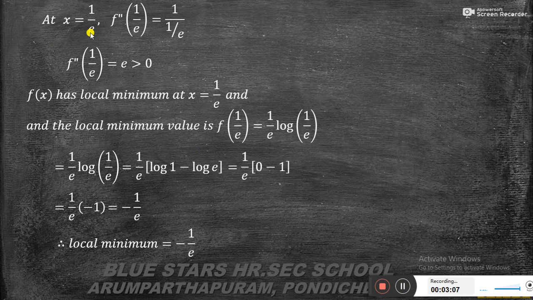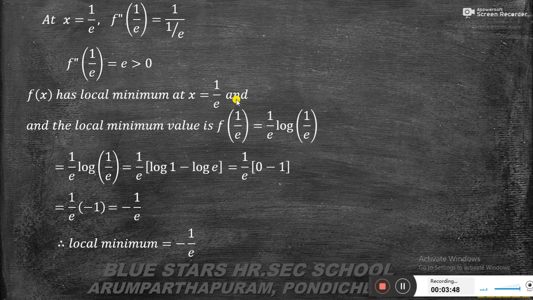So x equal to 1 by e is the critical point. Now I substitute this point in f double dash of x equal to 1 by x. Here x is 1 by e, so 1 by 1 by e; reciprocating, we get e. Since e is positive, it is greater than 0. The f double dash is greater than 0, so that point is a local minimum. Therefore f of x has a local minimum at x equal to 1 by e.